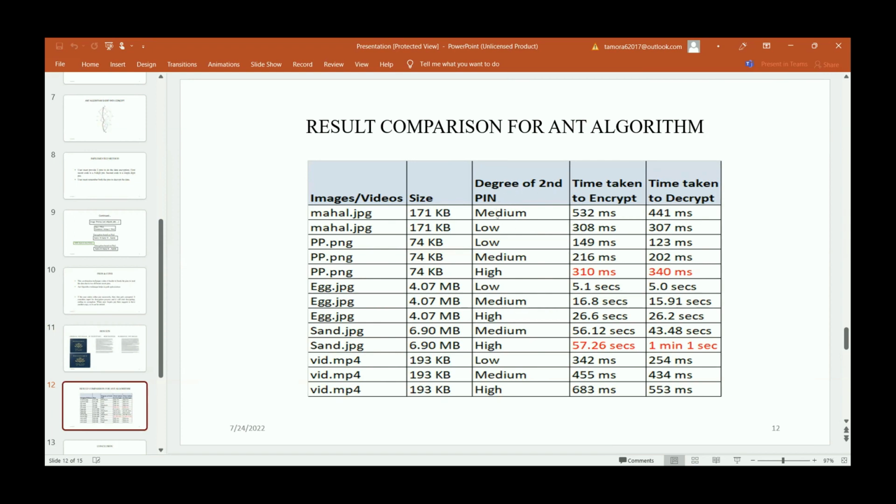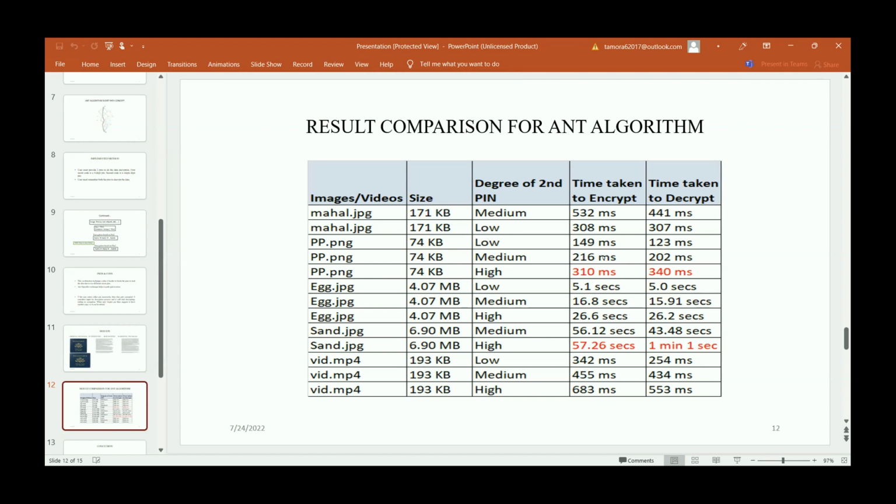You could see I have categorized it as medium, low, and high. When I say low, let's say we have a single digit up to 9. Low you can consider as 1, 2, 3, medium is 4, 5, 6, and high is 7, 8, 9. When the testing was done, any of these pins would have been entered based on this degree of the second pin. The time taken to encrypt is mentioned here, and the time to decrypt is mentioned here.